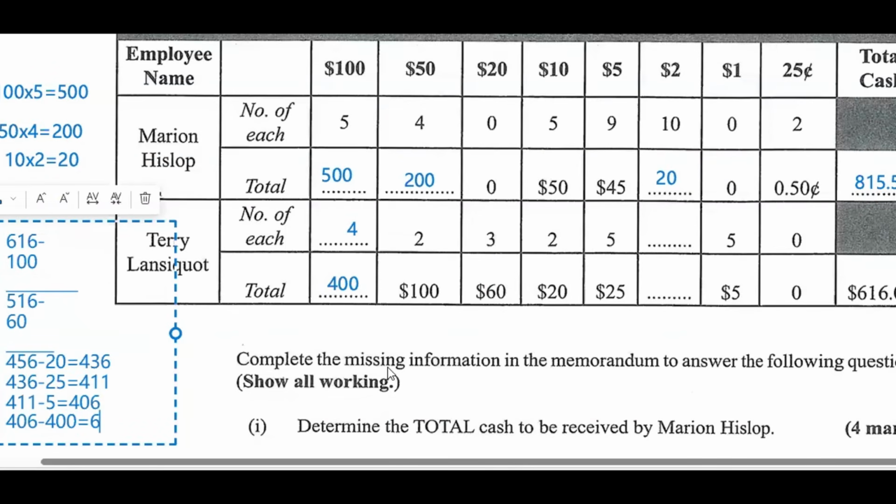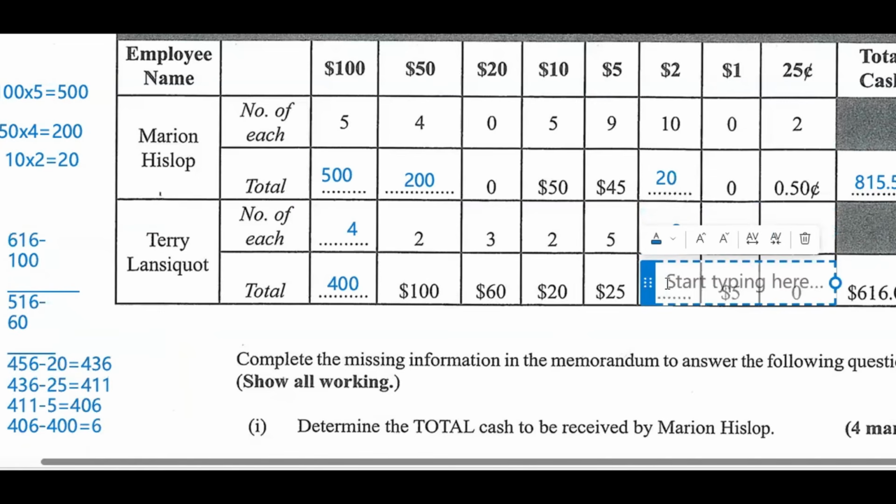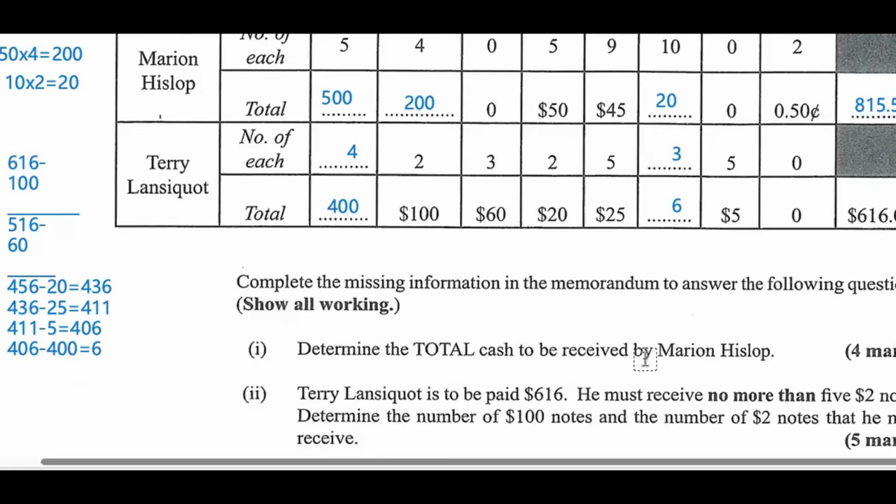Now the question says he must not receive no more than 5 $2 notes, no more than 5. So what we can do, we can give him 3 $2 notes coming up to $6. That's it there. So when you add up, if you're unsure, just add up everything at the bottom. You will get $616. That's your answer right there.